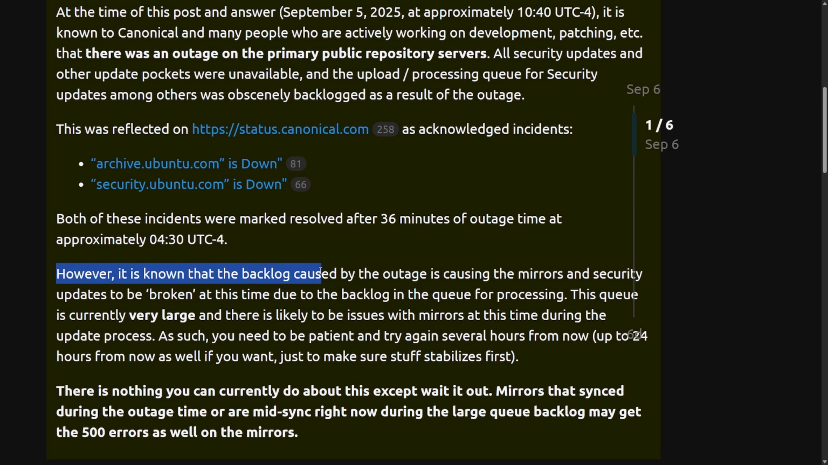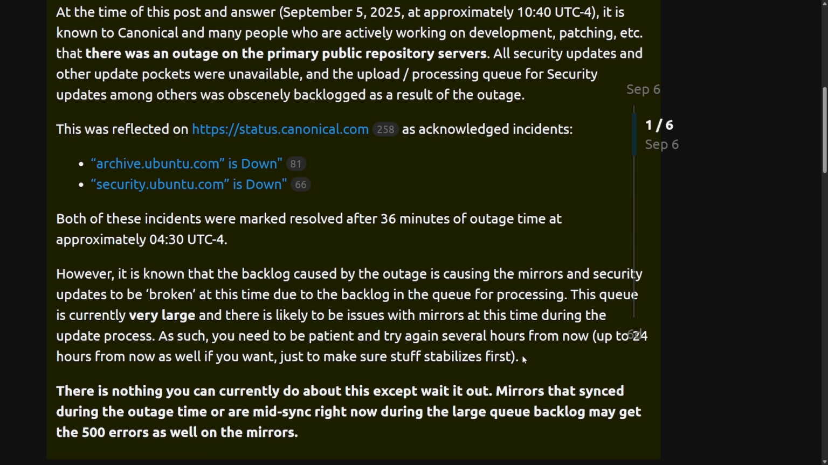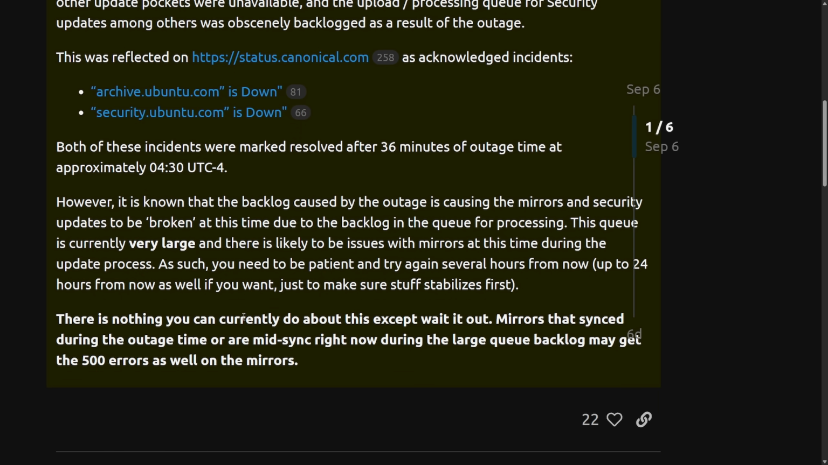However, it is known that the backlog caused by the outage is causing the mirrors and security updates to be broken at this time due to the backlog in the queuing for processing. This queue is currently very large and is likely to cause issues with mirrors during the update process. As such, you need to be patient and try again several hours from now, up to 24 hours from now as well if you want, just to make sure the stuff stabilizes first. And it wasn't just 24 hours, it was more like 48 hours and then some change. There is nothing you can currently do about this except wait it out.